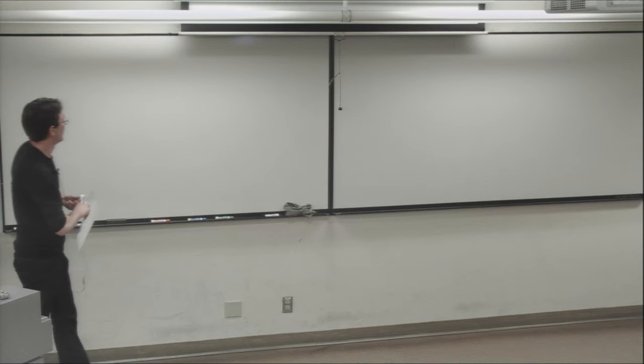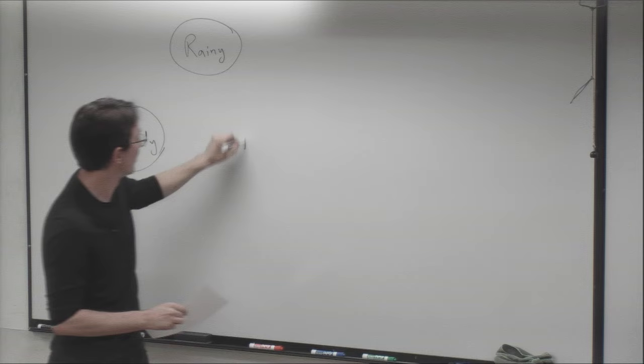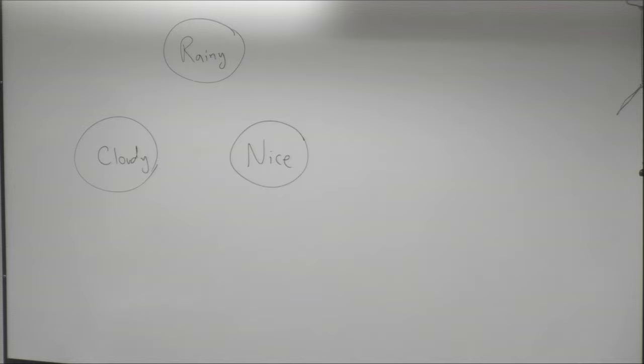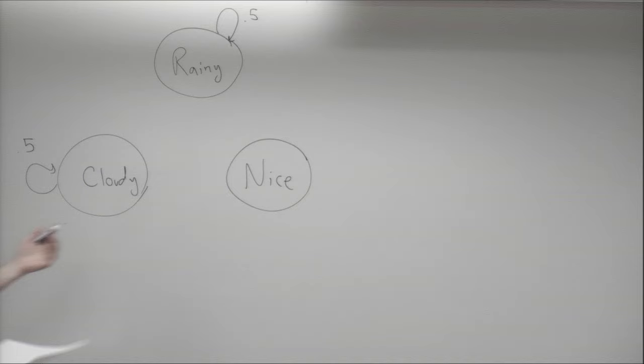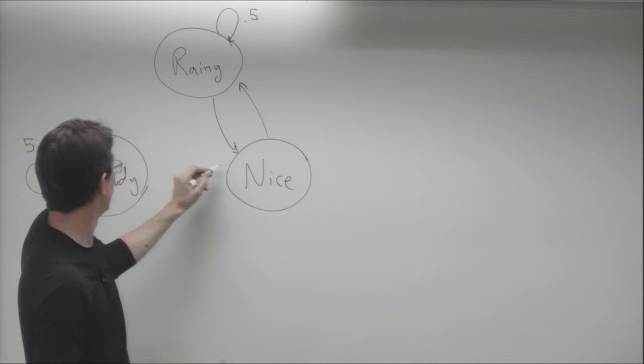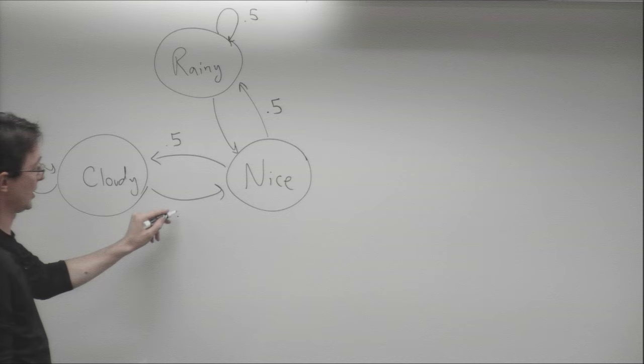Okay, so we all know that there's three types of weather in Seattle, right? It can be rainy, cloudy, or nice. Today it happens to be rainy. So if it's rainy, then tomorrow there's a 50% chance that it will still be rainy. If it's cloudy, there's a 50% chance that tomorrow it will still be cloudy. If it's nice today, it probably won't be nice tomorrow, but it could be rainy or cloudy. I'm going to say that if it's nice, it could be 50% rainy tomorrow and 50% cloudy tomorrow. And maybe there's only a 25% chance that if it's cloudy or rainy today, that it'll be nice tomorrow.